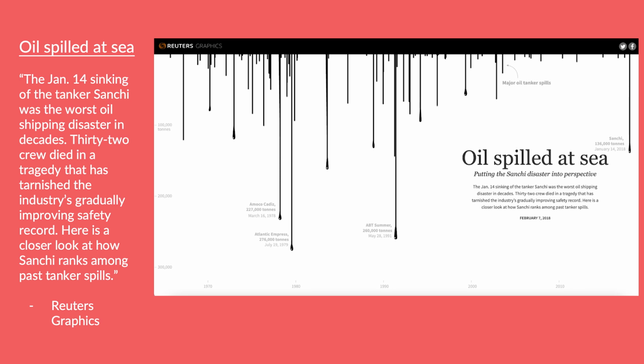So again, this is a really interesting way of communicating this data and thinking about how can we make the impact of this data more powerful? How can we communicate what this data represents instead of just saying the numbers?